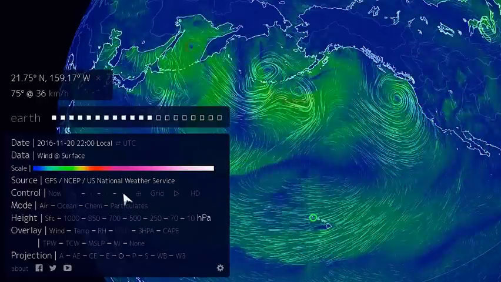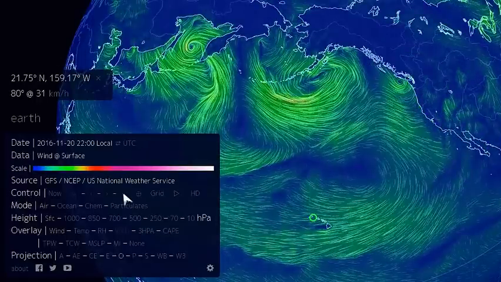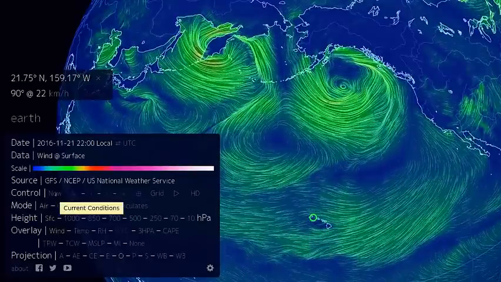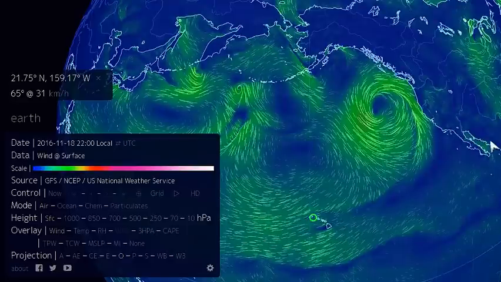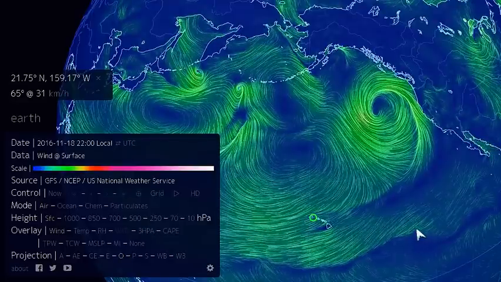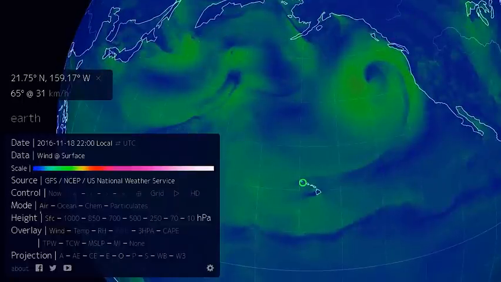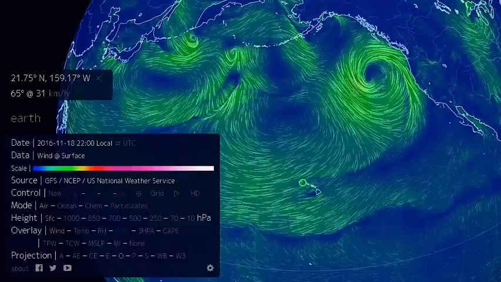And you can even step forward in time, actually. These are projected models of what the supercomputers essentially think is going to happen. I think you can go 3 or 4 days forward. And you have now as well, so you can just flip back to now, or the most recent data set.